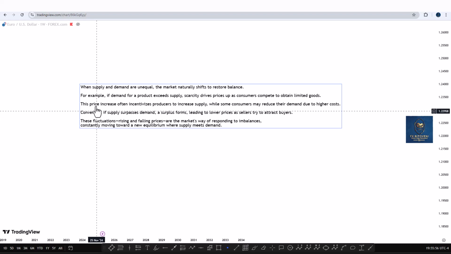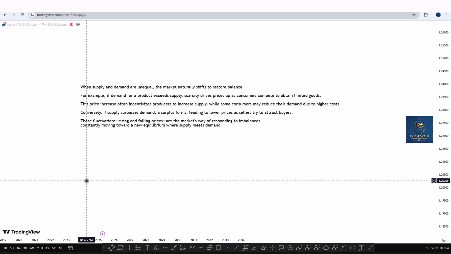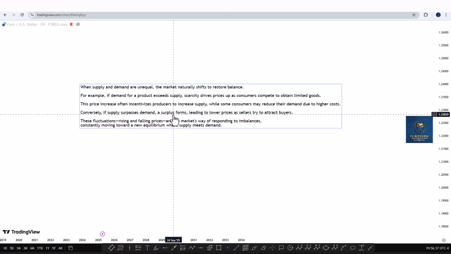This price increase often incentivizes producers to increase the supply. If producers see that the product is wanted, there is high demand for a product in the marketplace, the producers will increase supply, while some consumers may reduce their demand due to higher costs. If something is very expensive, you are likely not going to buy. That's the rule of the world. Conversely, if supply surpasses demand, a surplus forms.